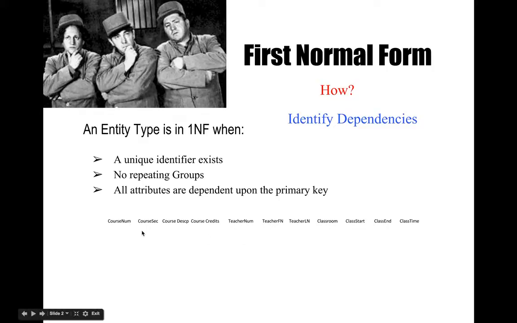Well, if we look at it here, we want to look at dependencies. For instance, course number probably goes with course description and course credits. And would you say that course description and course credits are really more dependent on the course number? And so is the course section. And then what about teacher number and teacher first name? These are in here in the classroom, but these are all related to what? The course section. And the classroom, start date and time would also be related to the course section and also the course number.